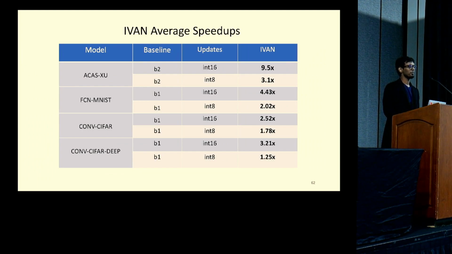This table summarizes our main results, which is, first column, the models that are used in the experiment. Second column is the baselines used in the experiment. Third column is the updates. And the final column is the speedup that we get compared to the state-of-the-art non-incremental baseline verifier. We see that the speedup ranges from 1.25x to 9.5x, and we consistently see speedup across all the benchmarks.